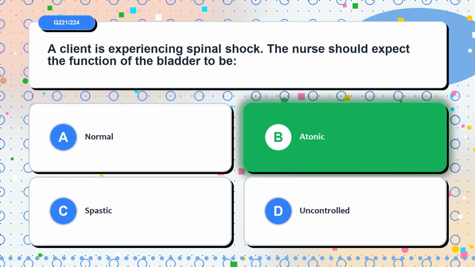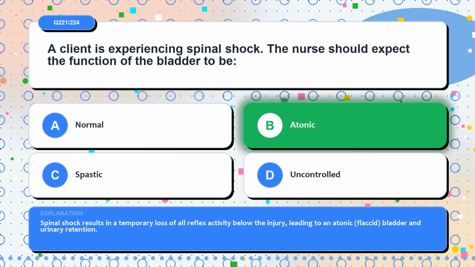The correct answer is option B, atonic. Spinal shock results in a temporary loss of all reflex activity below the injury, leading to an atonic, flaccid bladder and urinary retention.